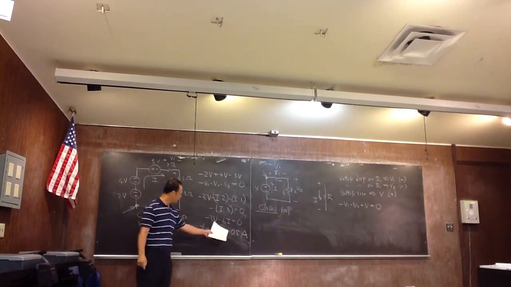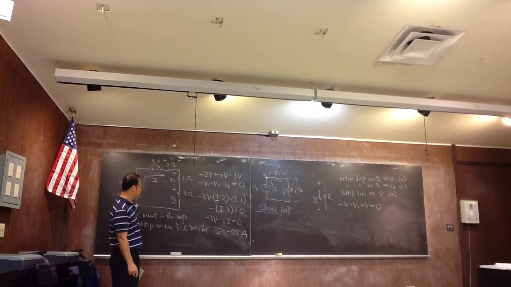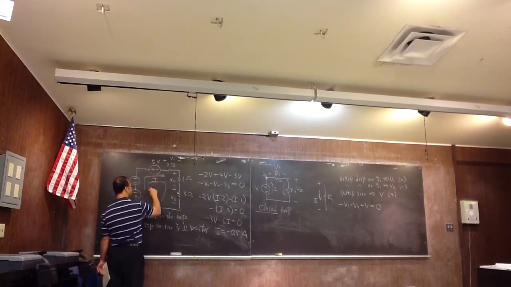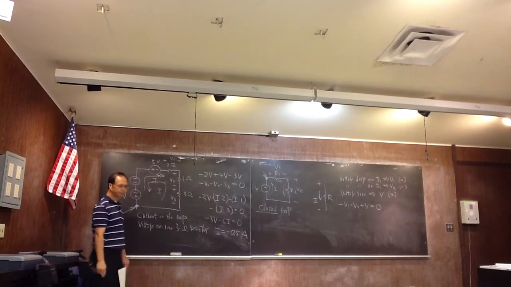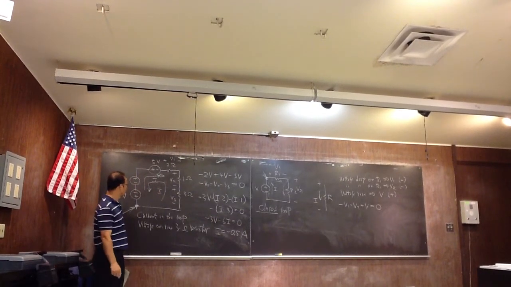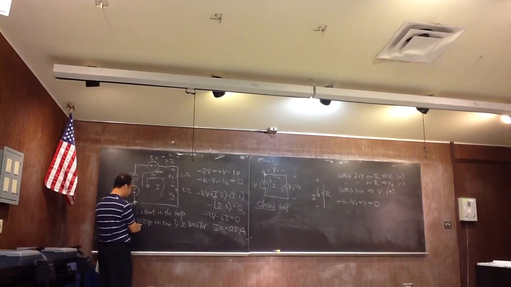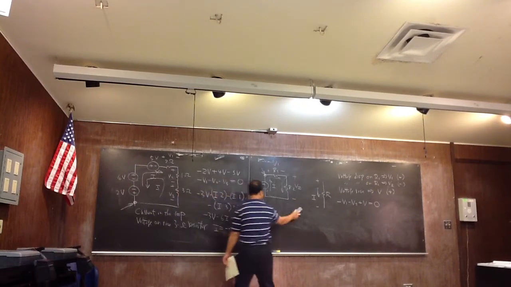So that minus sign indicates that the current should be in the opposite direction. So the current actually should be going the other way, so the assumed direction is not correct. Okay. Next question. What is the voltage on the 3 ohm resistor? That should be easy, right? Once you know the current.